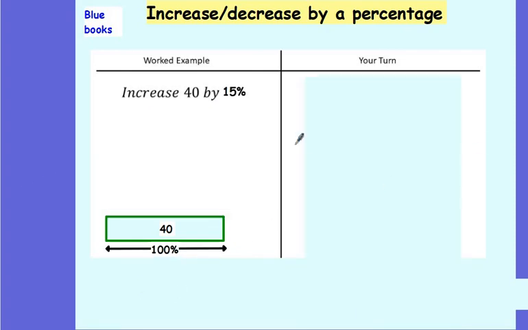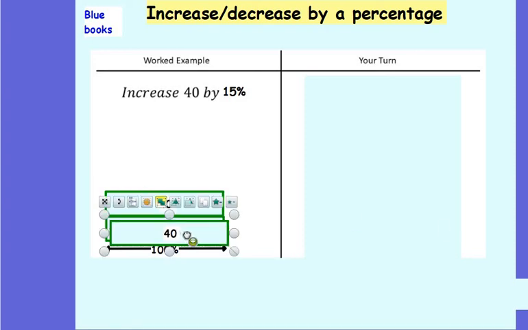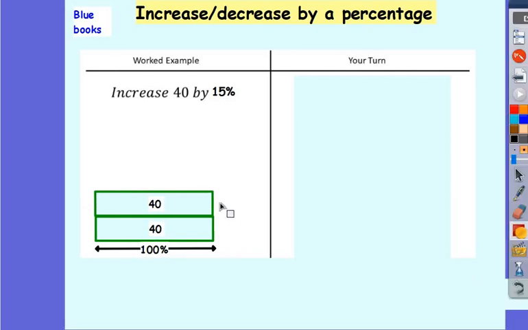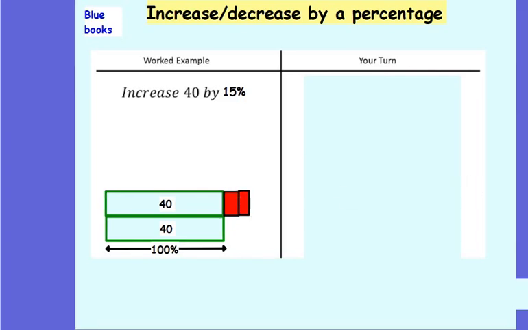Let's do another example. Pens down, watching me. I want to increase 40 by 15%. So this time, I want my 100%. I want to add on my 10% and add on my 5%. So this bit here is 10%, this is 5%, and altogether I'm now left with 115%.